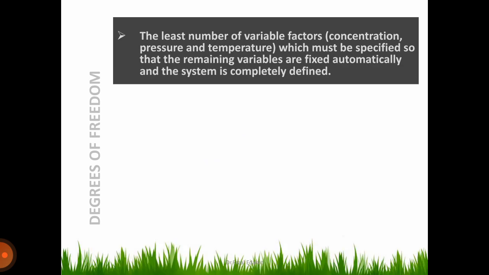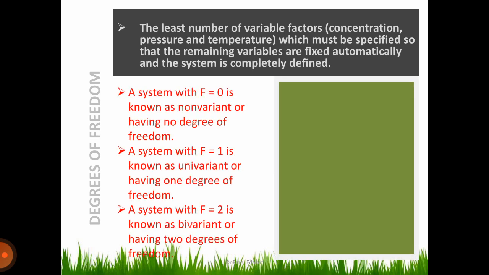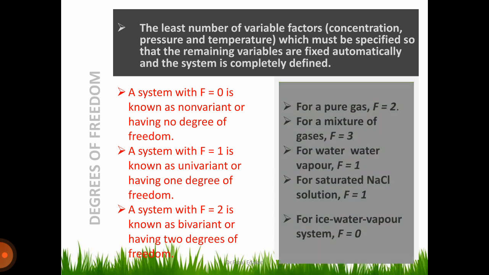So the next term which appeared in phase rule is degrees of freedom. The least number of variable factors, it could be concentration, pressure and temperature, which must be specified so that the remaining variables are fixed automatically and the system is completely defined. So a system, if no variable is required to represent it, is known as non-variant, or having no degrees of freedom. If it is one, it could be called univariant. If only two are there, it could be called bivariant system.